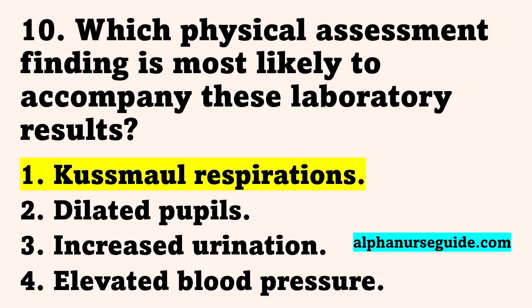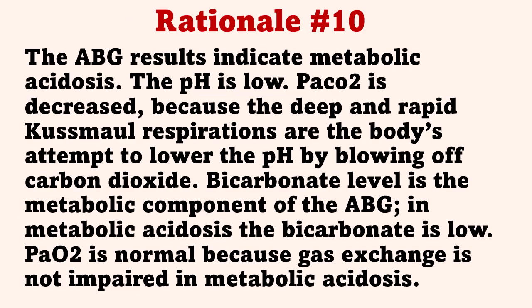The correct answer is 1. Kussmaul respirations. Rationale. The ABG results indicate metabolic acidosis. The pH is low. PaCO2 is decreased because the deep and rapid Kussmaul respirations are the body's attempt to lower the pH by blowing off carbon dioxide. Bicarbonate level is the metabolic component of the ABG. In metabolic acidosis, the bicarbonate is low. PaO2 is normal because gas exchange is not impaired in metabolic acidosis.